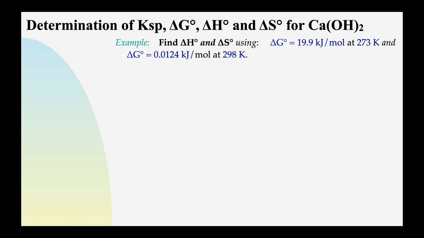Let's find delta H and delta S using a delta G of 19.9 kilojoules per mole at 273 Kelvin, and also a delta G of 0.0124 kilojoules per mole at 298 Kelvin. So we have a cold 273 and a hot 298, and again those are very arbitrary, and you can see how the 19.9 number goes with 273 and 0.0124 goes with 298.